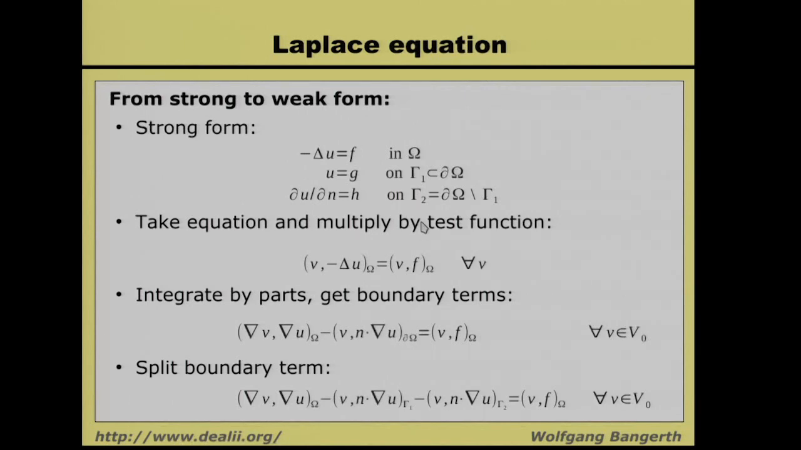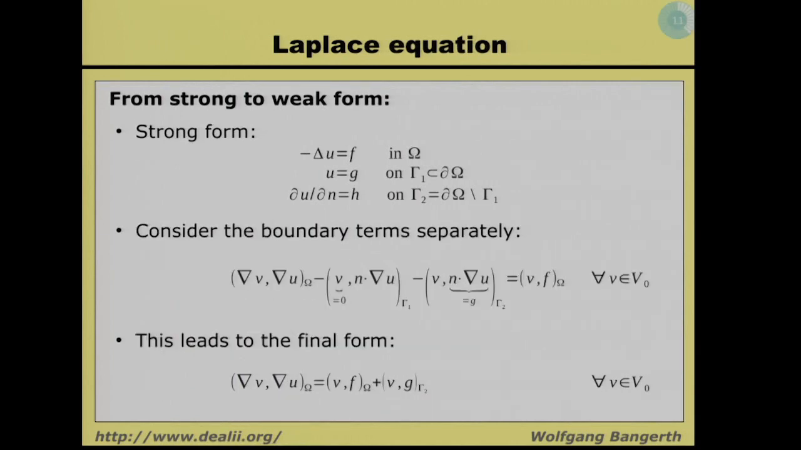Now, in a case like this, where the boundary consists of two different parts, gamma 1 and gamma 2, I will write this integral, v times n dot gradient u, as a sum of an integral over gamma 1 and an integral over gamma 2. And let me look at these terms separately. For the first term, you remember that we had said that if u equals g on gamma 1, then v needed to be 0 on gamma 1. So this first term disappears because v is 0 on gamma 1.